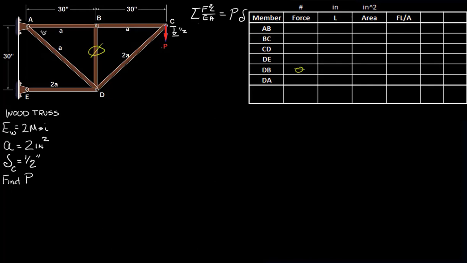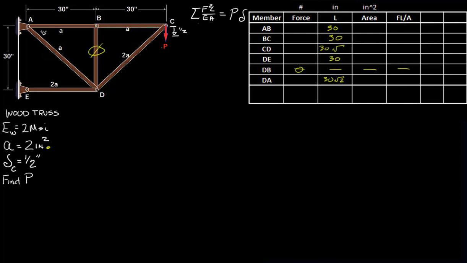So DB is a zero force member, and we won't need these entries then here. Let's go through and fill in the lengths first. So that's 30 inches. BC is 30. CD is 30 square root of 2. DE is 30. And DA is 30 square root of 2.